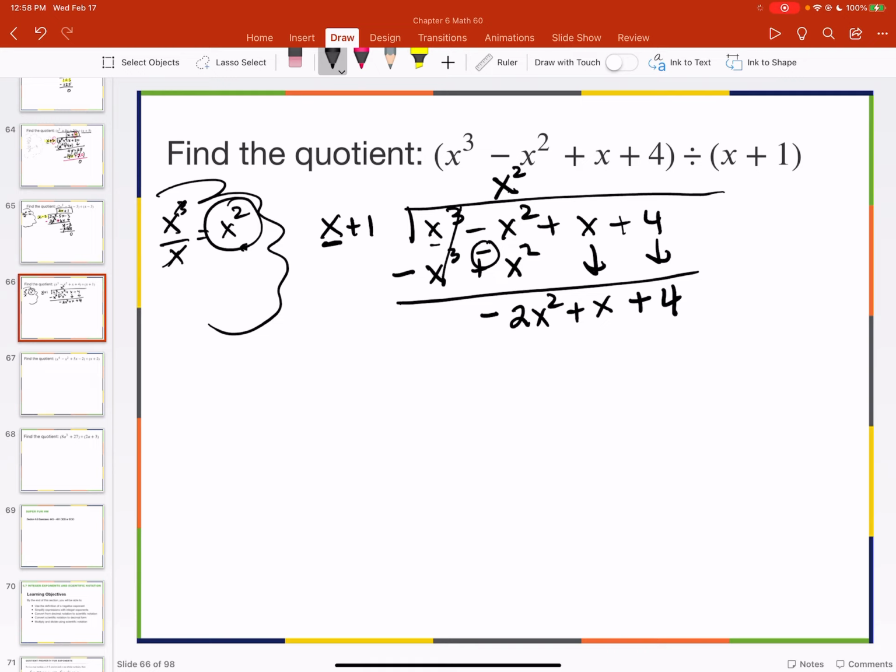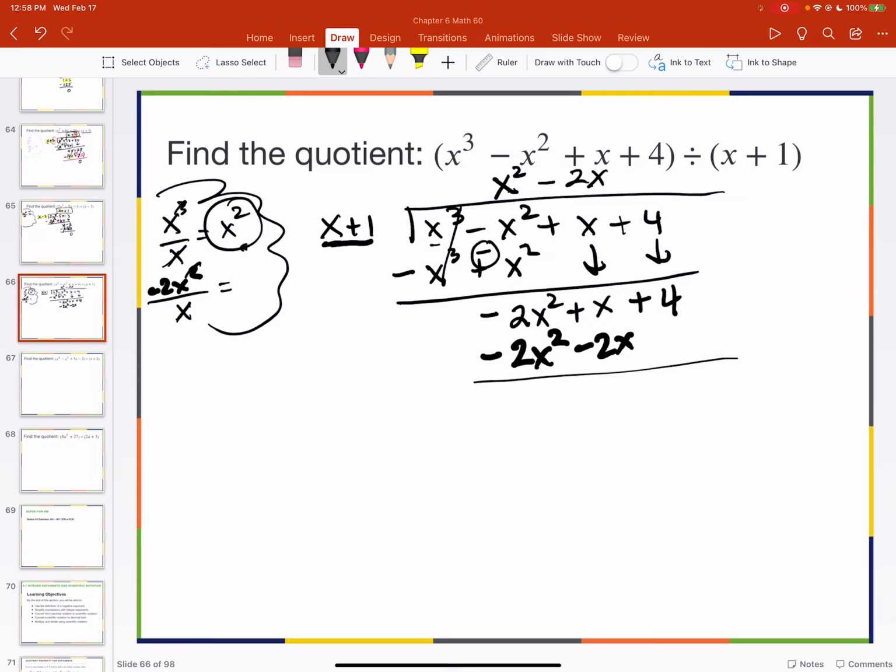So now I have negative 2x squared. What times x will give me negative 2x squared? Okay, so again, you can write on the side negative 2x squared divided by x, and you're just going to get negative 2x. So that's going to go here, negative 2x. Now I multiply and distribute the negative 2x to x plus 1. That's going to be negative 2x squared, and then 1 times negative 2x is negative 2x.